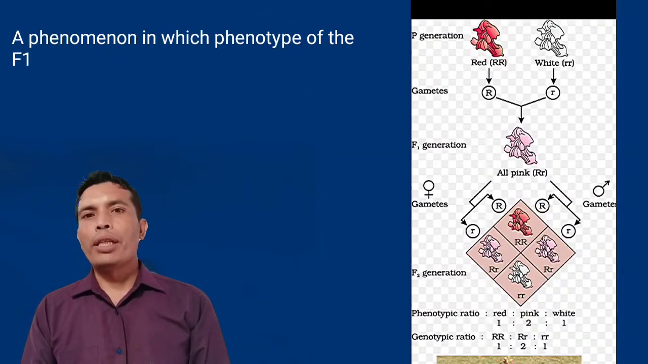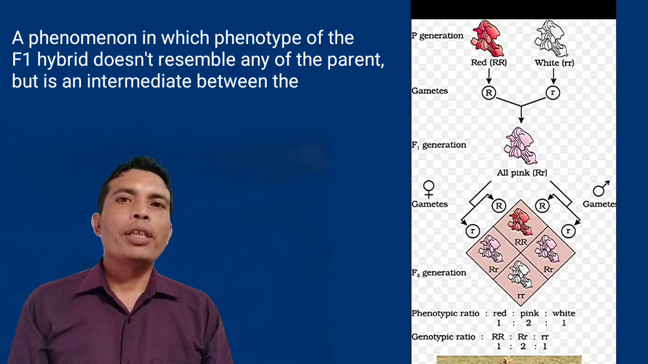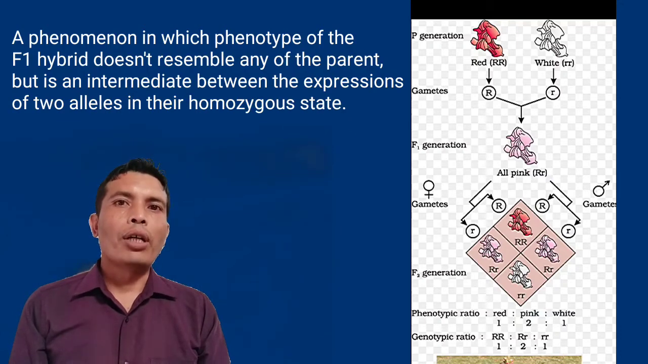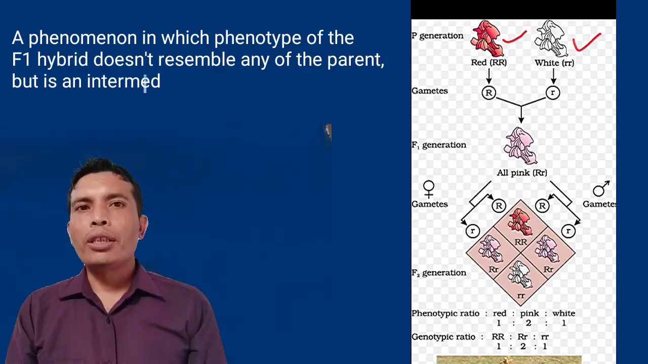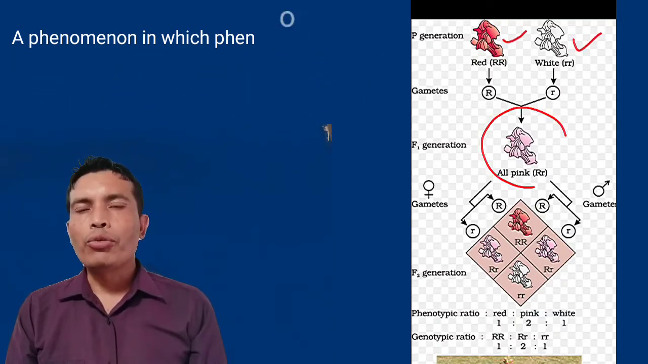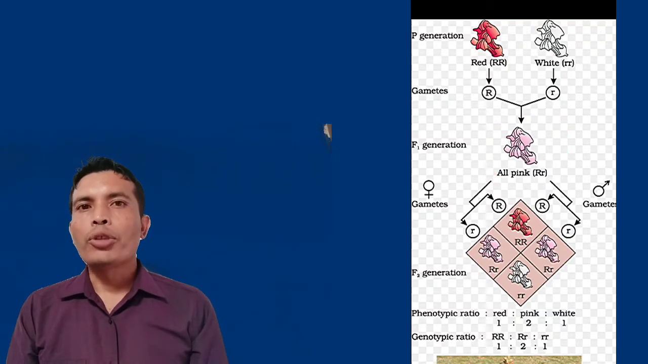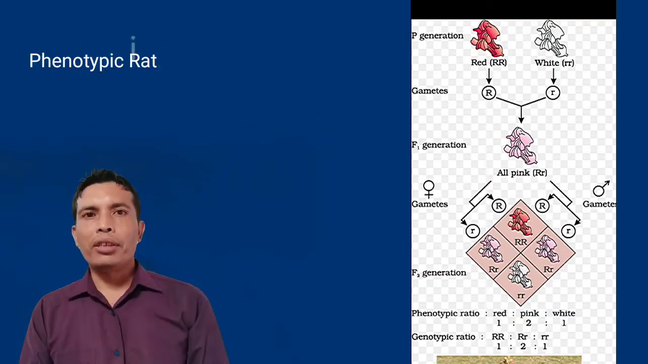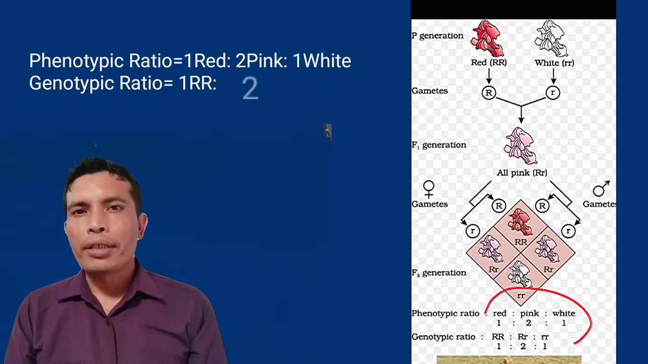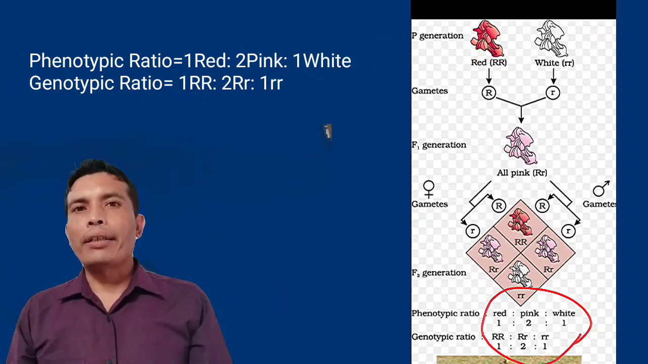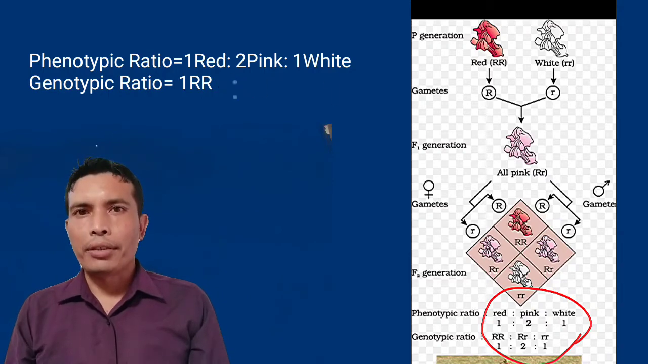What is incomplete dominance? It is a phenomenon in which the phenotype of the F1 hybrid offspring does not resemble any of the parents, but is intermediate between the expression of the two alleles in their homozygous state. Here, the phenotypic ratio deviates from Mendel's monohybrid ratio, but the parental characters reappear in the F2 generation.